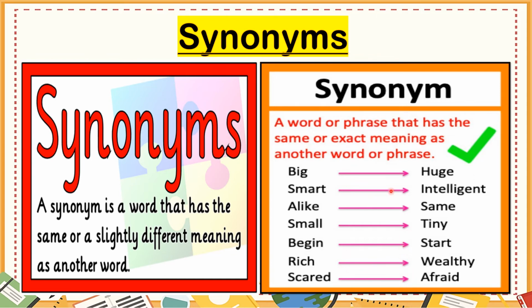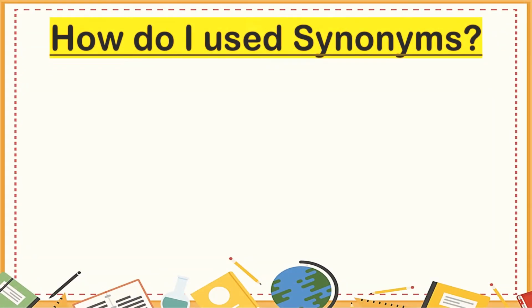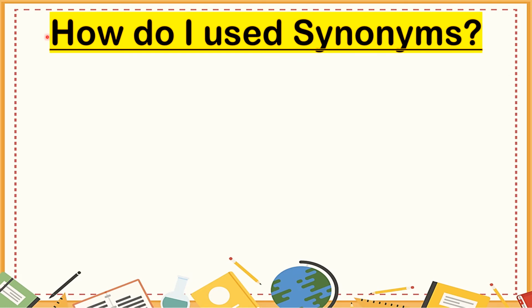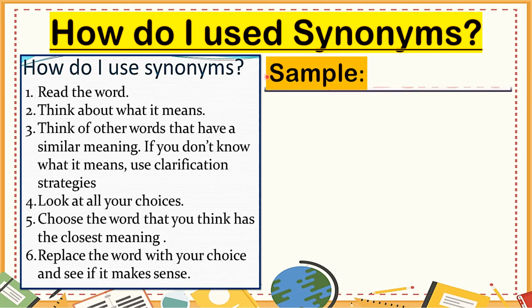There are many more examples of synonyms, class, and we are going through them later on when we discuss the different types of synonyms. Now class, let us discuss how we use synonyms. These are 6 ways on how you are going to use synonyms. First one is read the word. So let's have some example.